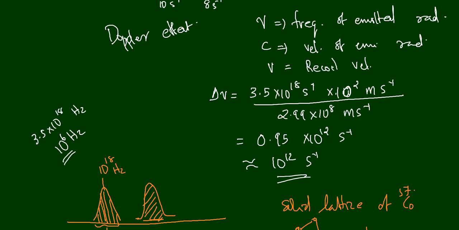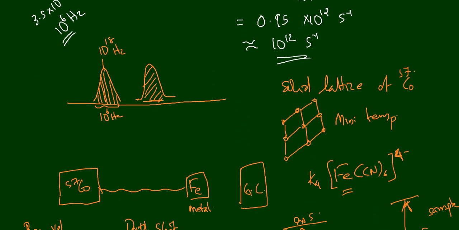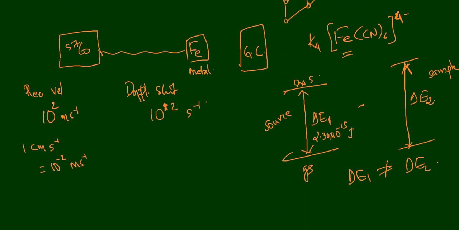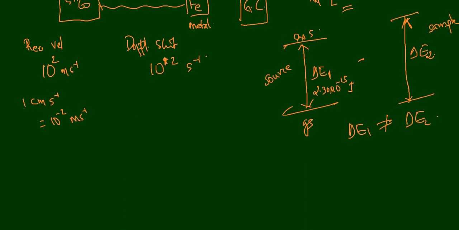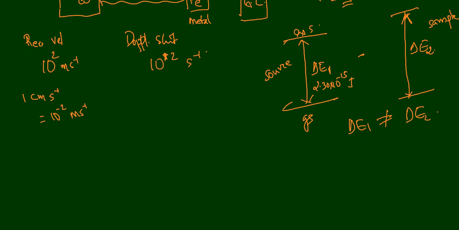10 raised to 8 hertz. So if there is a Doppler, and there is a recoil velocity of 1 centimeter per second or 10 raised to minus 2 meter per second, then the Doppler shift will be 10 raised to 8 per second. That's good, right?